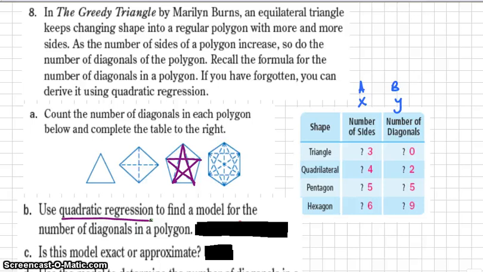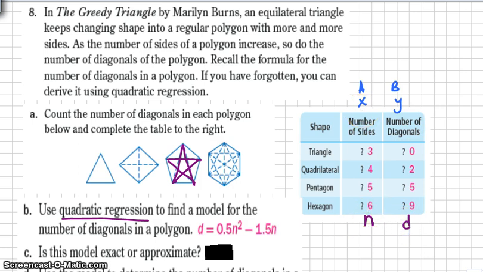After you're done, you'll find that you get an A value of 0.5 or half, a B value of negative 1.5, and a C value of 0. Now they used N for their variables, and D. If you wanted to use X and Y, that's also appropriate. I think they used N here for number of sides, and D here for number of diagonals, but know that you could have used X and Y as well.